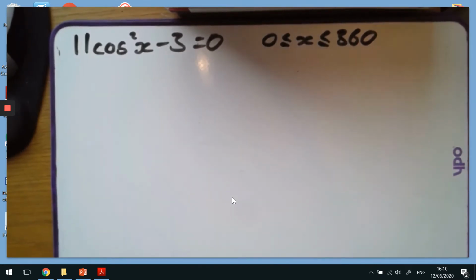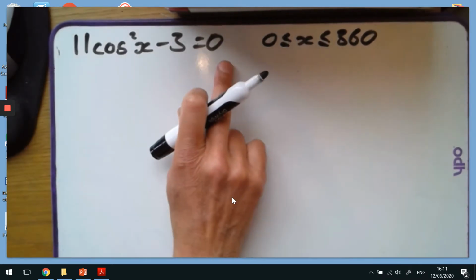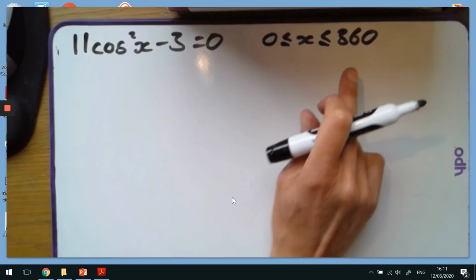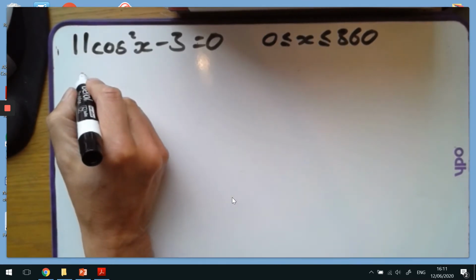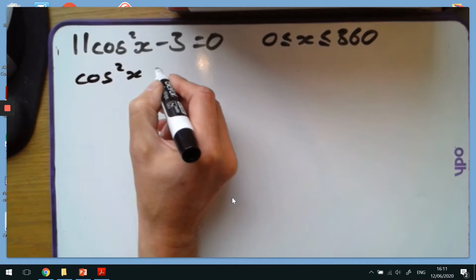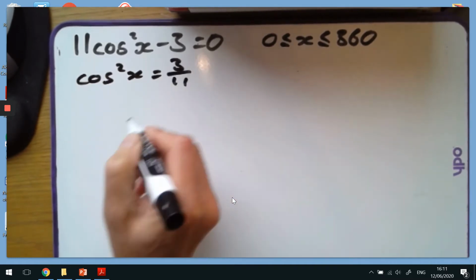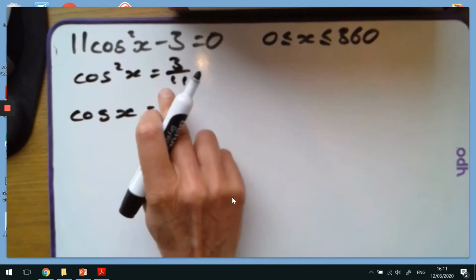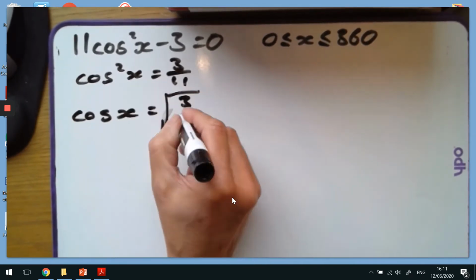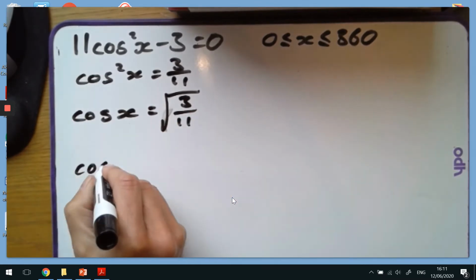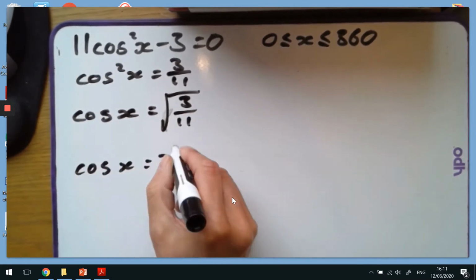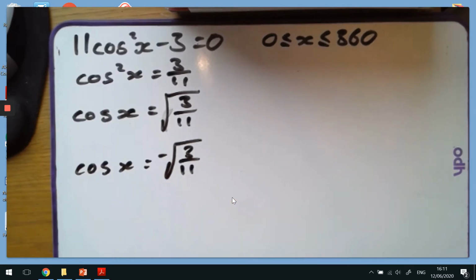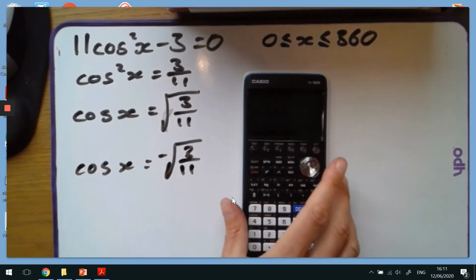So this time I've got a cos squared. So 11 cos squared x minus 3 equals 0, between 0 and 360 degrees. So I need to rearrange this. So cos of x is equal to root of 3 over 11, or cos of x is equal to minus root of 3 over 11. The mistake that will be made here by a lot of students is missing the minus. So that's why we're doing this one.